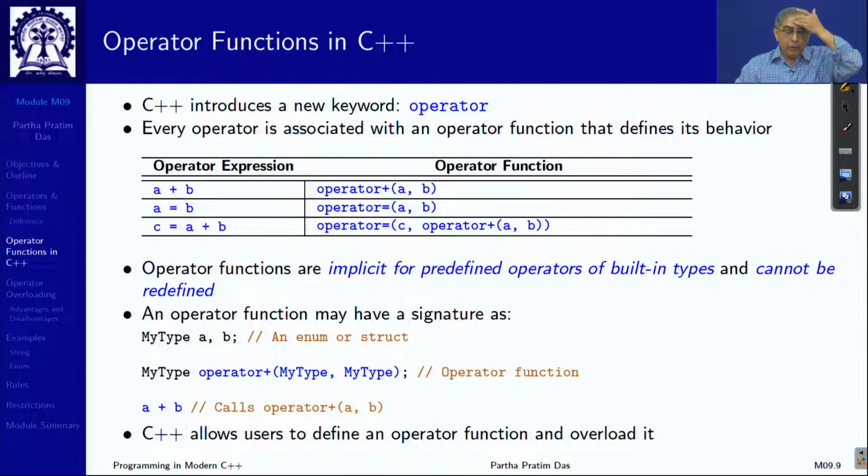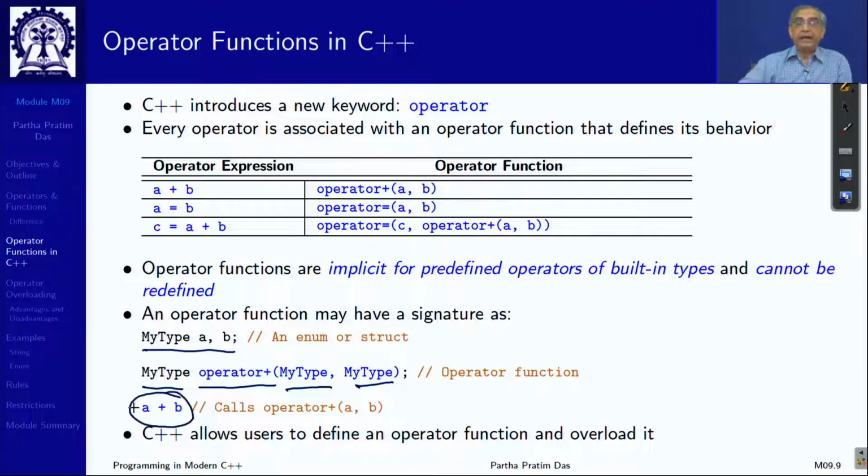Now, the operator functions for predefined types are implicit; you cannot touch them. But for any user defined type, you can define your operator function. So, if you have a my type, say some structure or enum, then you can define an operator plus function for two my type values that gets a my type result. If you do that, then when you write a plus b, it will call this function.